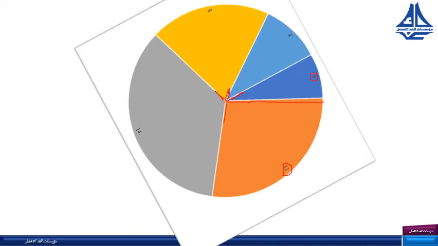Remember that, guys, the total degrees in the table should be 360, and while drawing this circle or pie chart, the value should be the same, 360.